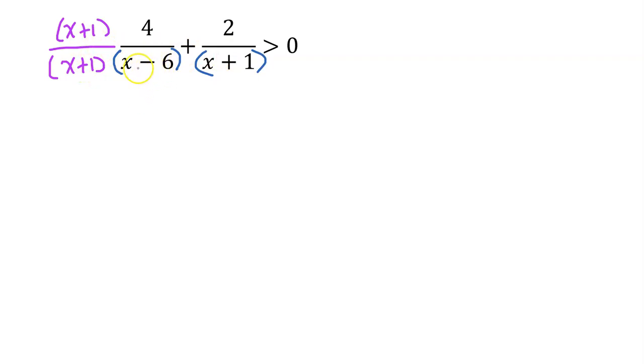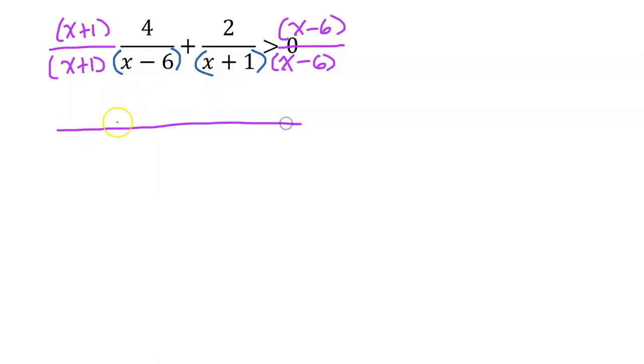The fraction on the left has x minus 6 in the denominator. So we need the denominator on the right to also have an x minus 6. We can again make that happen by multiplying by x minus 6 over x minus 6. So on the next step, we can combine everything into one big fraction, keeping the like denominator that we just formed. So we have a like denominator of x plus 1 times x minus 6.